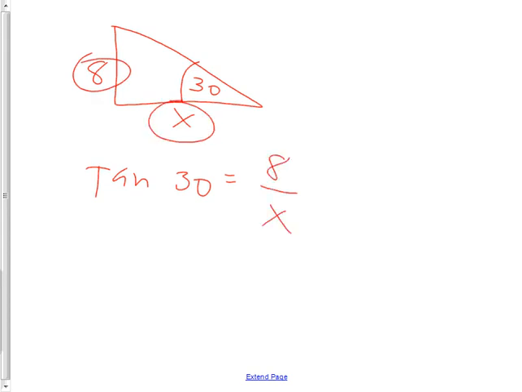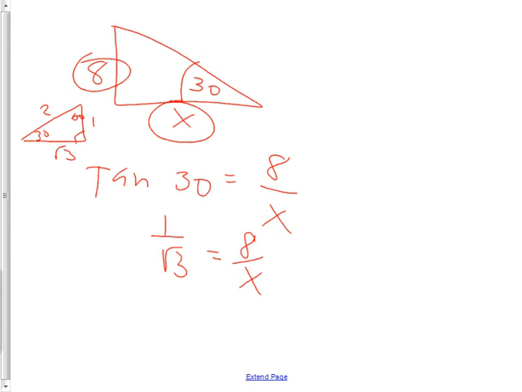I happen to know tangent of 30 because I have a helper triangle for that. So I can go 30, 60, 90. Here's 1, 2, square root of 3. Tangent of 30. Tangent is opposite over adjacent. 1 over square root of 3 equals 8 over x.